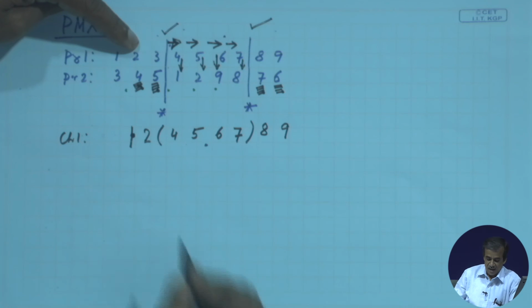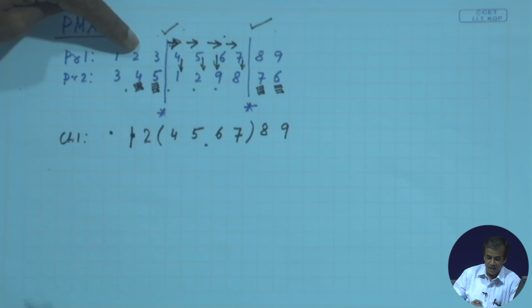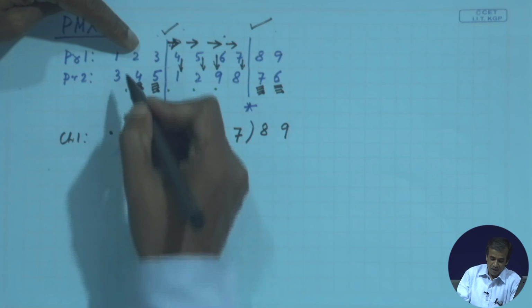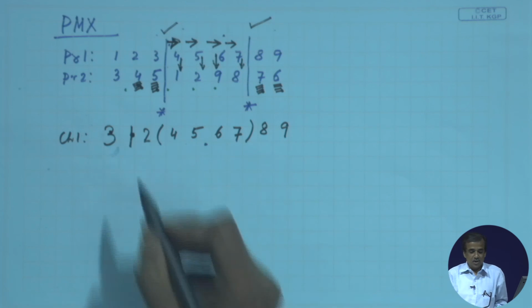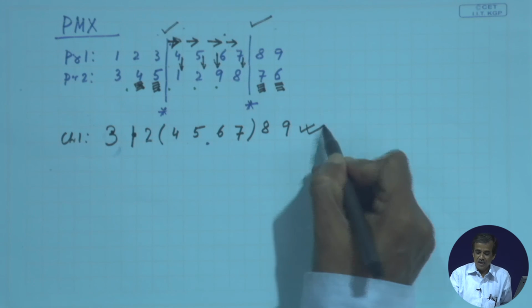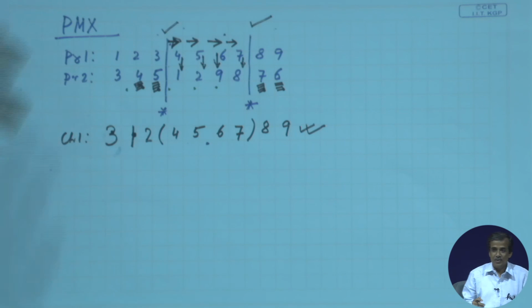And what is the remaining city? The remaining vacant position is only 1. There is only 1 vacant position, and this you take from parent 2. Parent 2 has a 3 here. So, you put 3 here. So, 1, 2, 3, 4, 5, 6, 7, 8, 9. So, you are getting a feasible solution. But in this method, there is absolutely no guarantee that every time you will be getting a feasible solution. There is a chance you will be getting an infeasible solution, and if there is an infeasible solution, you will have to make some correction. How to do that? I am going to tell you.